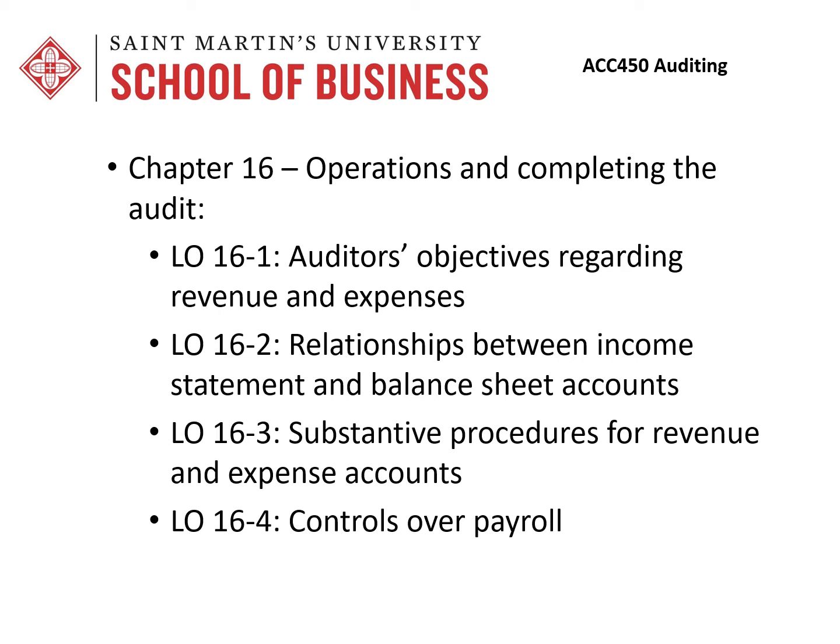So this chapter deals with auditing operations, so a focus on revenues and expenses, and then the steps necessary to complete the audit, so to kind of wrap things up at the end. So I'm going to first talk in this lecture primarily about revenues and expenses, the relationship between those kind of accounts and balance sheet accounts, and then some substantive procedures to take with regard to those accounts.